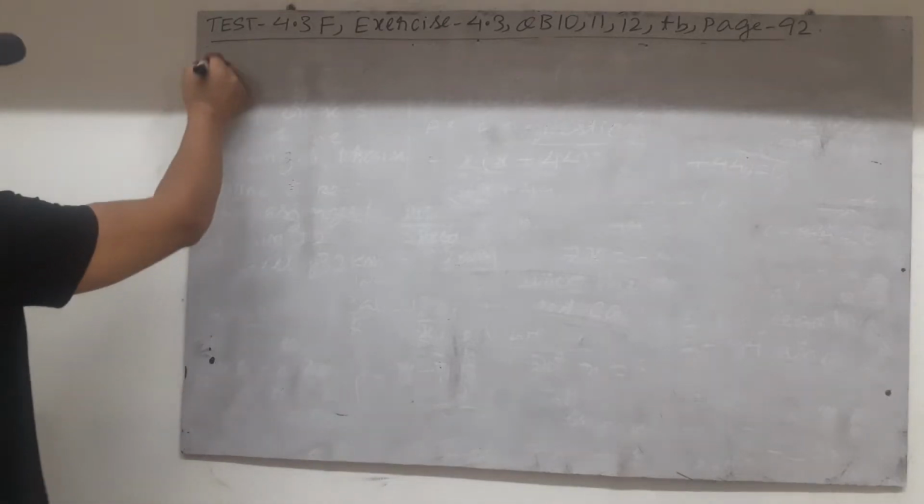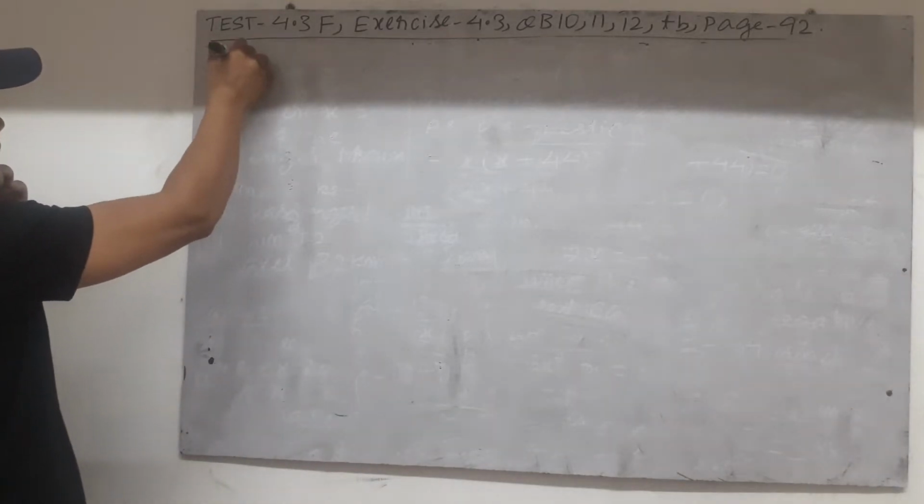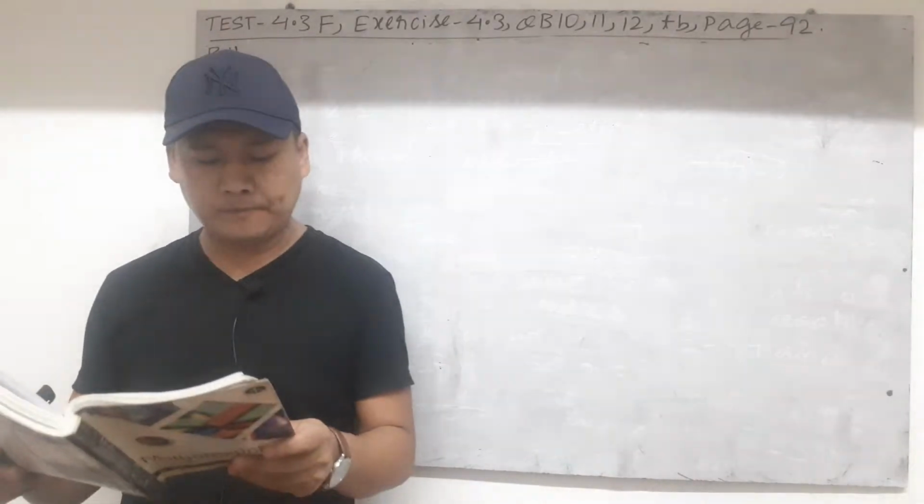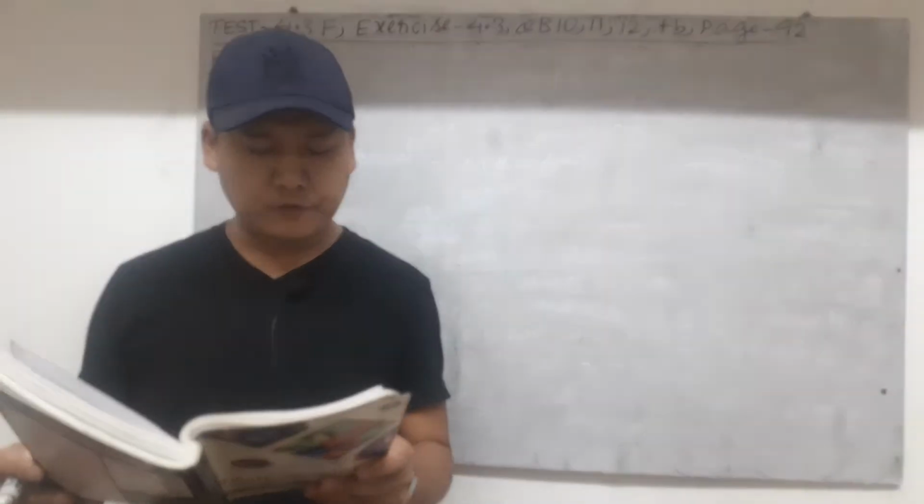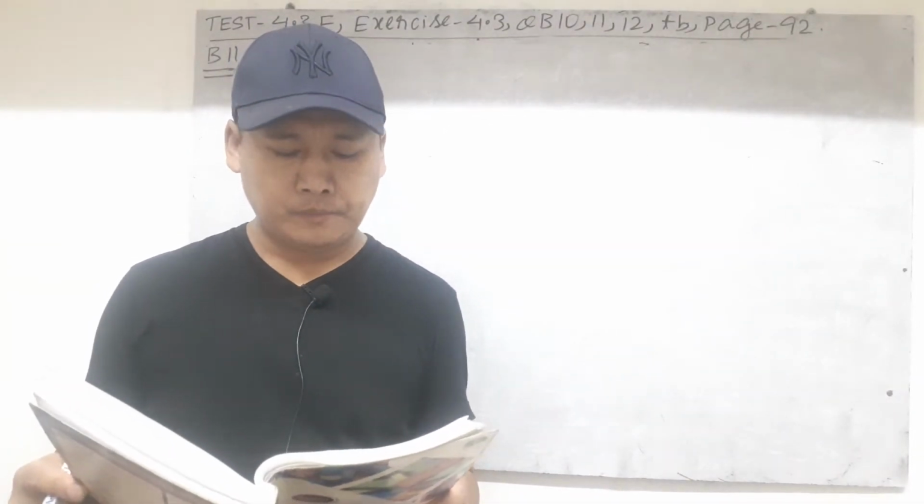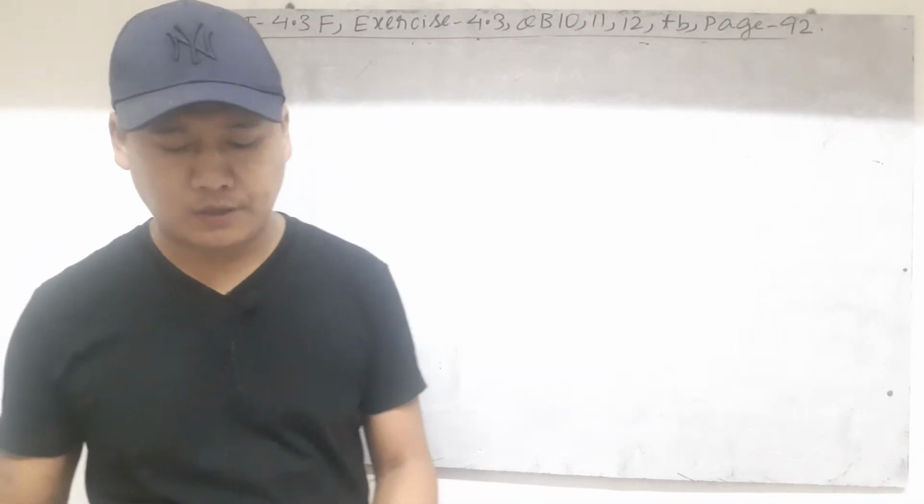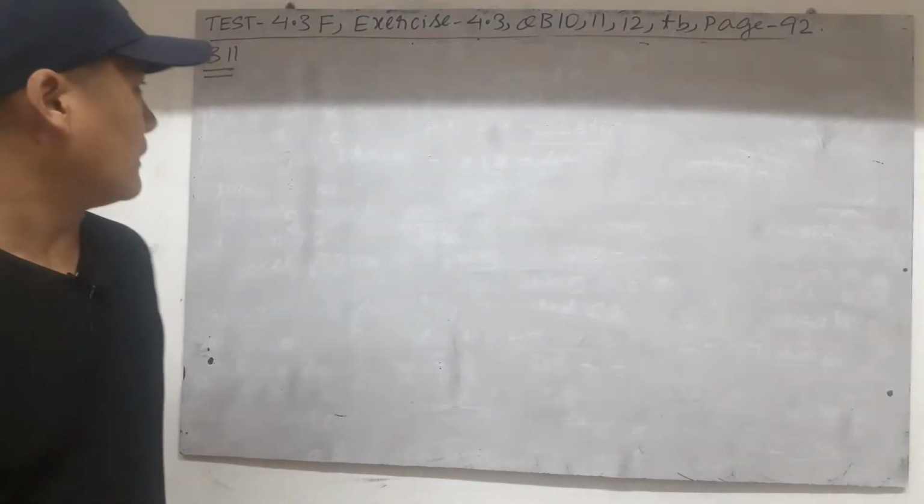Okay, next sum, B11. Let me read the question for us. Listen to it. Sum of the areas of two squares is 468 meters square. If the difference of their perimeters is 24 meter, find the sides of the square. Okay, now let us do this.